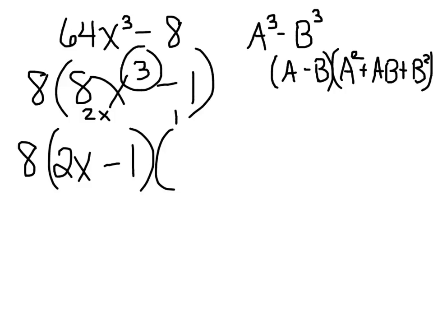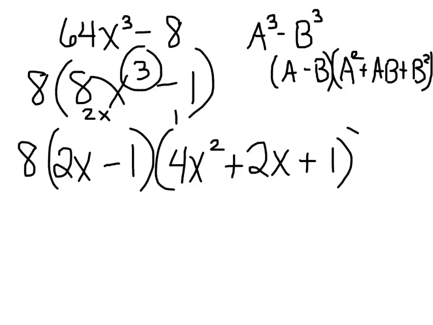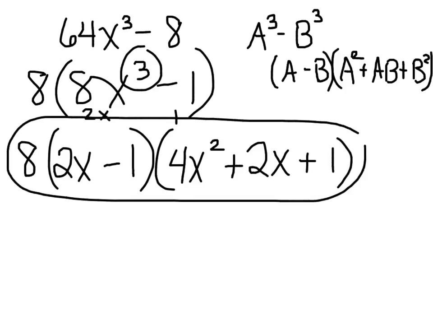Then I take the front squared, which means I take 2x times 2x. What is 2x times 2x? 4x squared. Plus, then I take the front times the back. What is 2x times 1? 2x. Then I take the back squared. What is 1 squared? 1. And now I'm done. That's number 19.